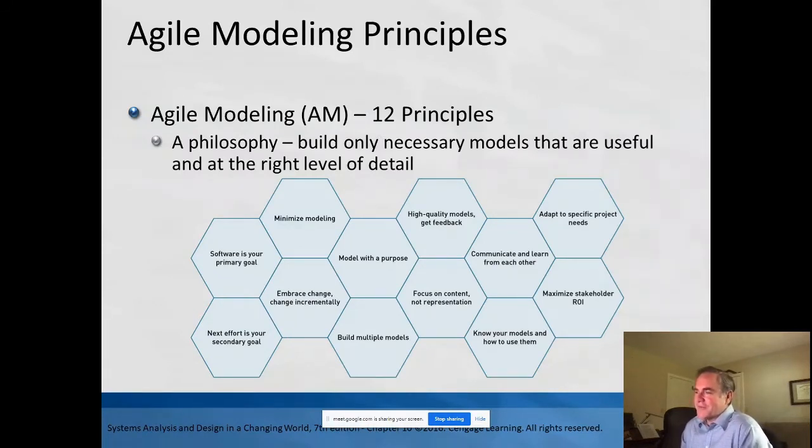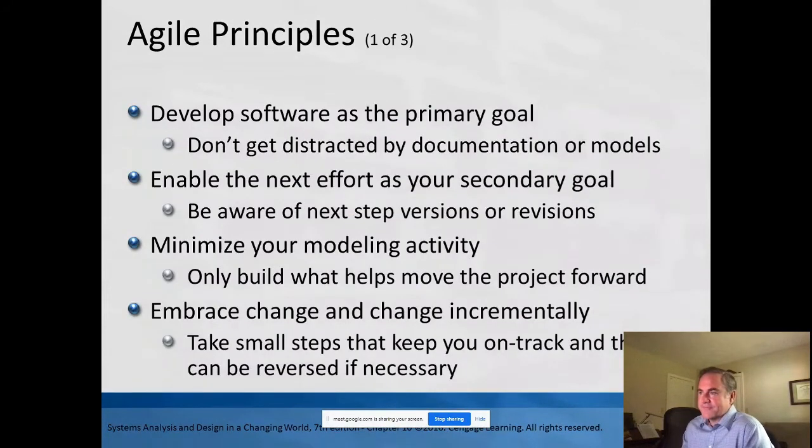Build your models with very high quality, and focus on the content, communication, learn from each other, know your models and how to use them, adapt to specific project needs, and then finally maximize stakeholder ROI. So ROI, as you all probably know, stands for return on investment. So make the stakeholder, the person that you're building this for, feel like they're really getting something for their money, and it's something that's worth their while for you to be building for them.